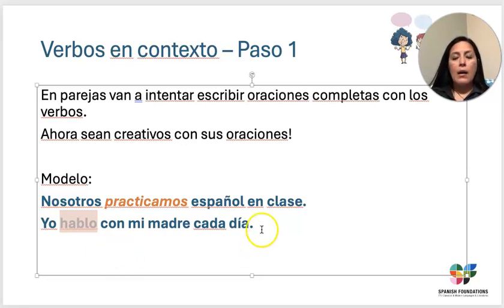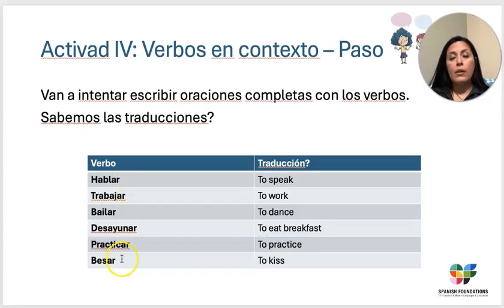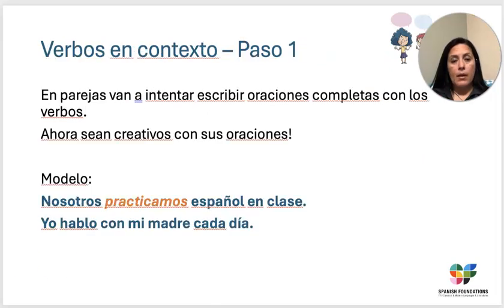So yo hablo con mi madre cada día. Please underline the verb in your sentence. So again, you're going to create one sentence with every verb here. Please be sure to use different subjects. Do not just use yo for every example. Use yo, tú, nosotros, ellos, él, ella. Use a different subject for every sentence. So that's activity 4, activity 5.